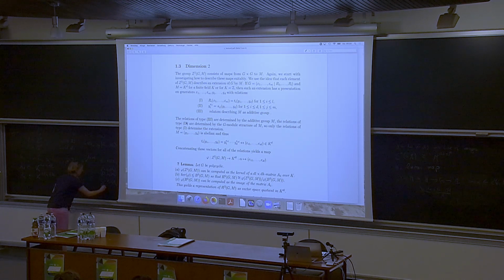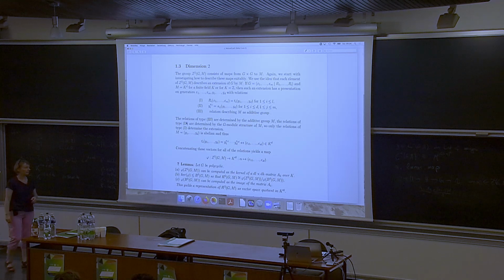B2 can be obtained as the image of the previously computed matrix A1. Again, these fit nicely together. This here has an image in dimension dl. This here has a kernel in dimension dl. You just have to figure out that all of this corresponds nicely, but it does. And then you get a representation for H2 as a vector space quotient in K to the dimension d times l.